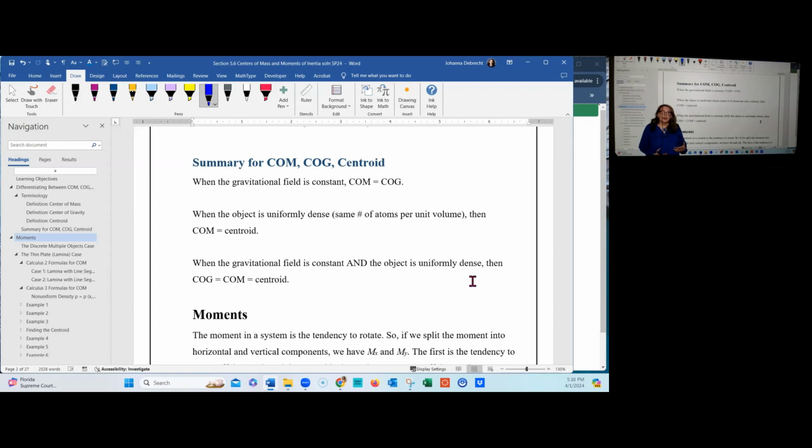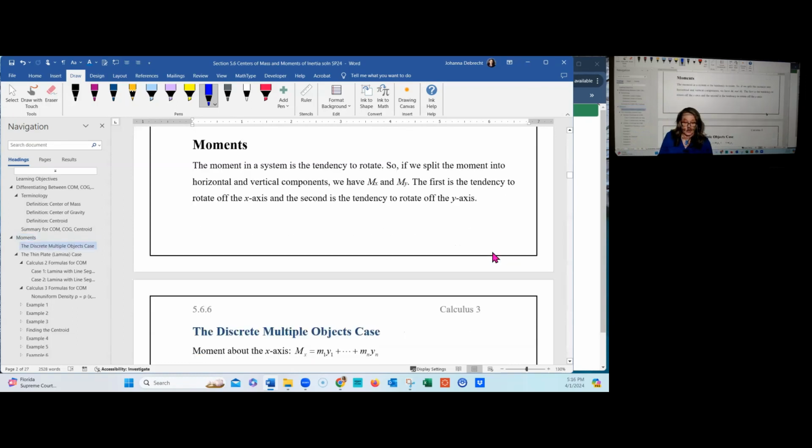Moments of inertia are a resistance to being moved or rotated. So if you have something positioned, it's the resistance, it's the force required to get it to move, all right? The moment we want to talk about right now, since we're going to be looking for the center of mass or center of gravity, is the tendency to rotate off of an axis. So we tend to split the moment into two components, the horizontal and the vertical. So we have uppercase letter M sub X and uppercase letter M sub Y.